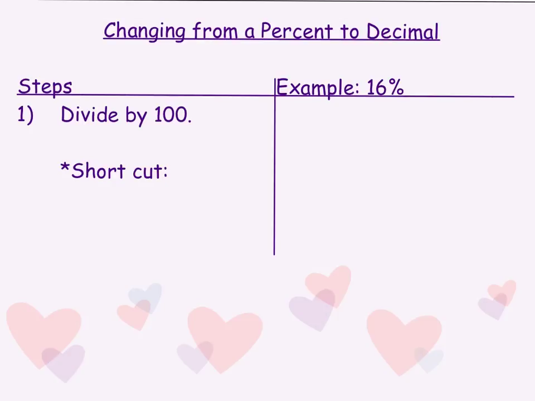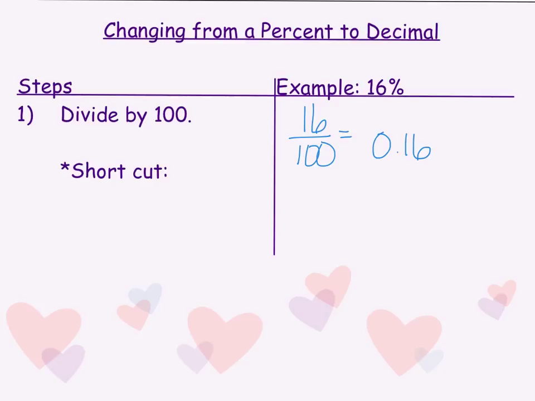So we're going to do the example, and then I'm going to show you a shortcut that some of you guys might already know. So I'm going to write down 16 over 100, and then we're going to divide. And 16 divided by 100, if you do that on your calculator, is 0.16. Or again, if you just did 0.16, it's totally fine.